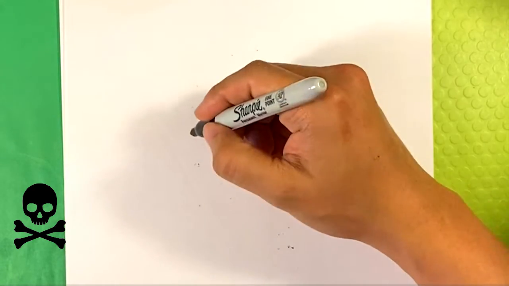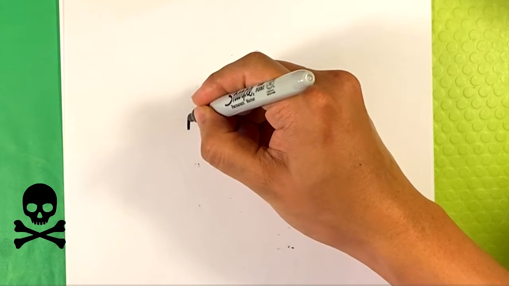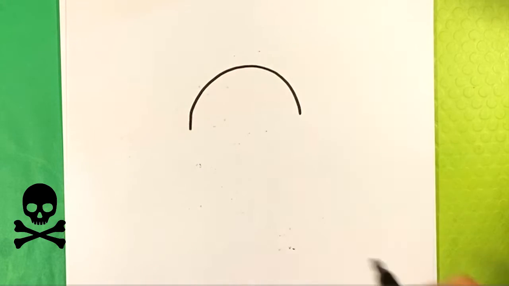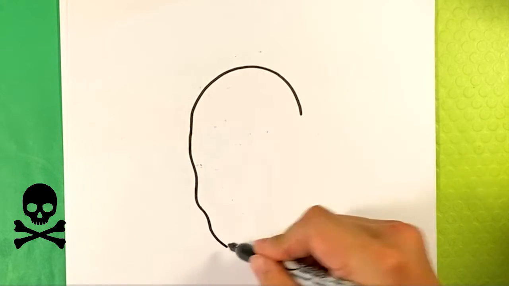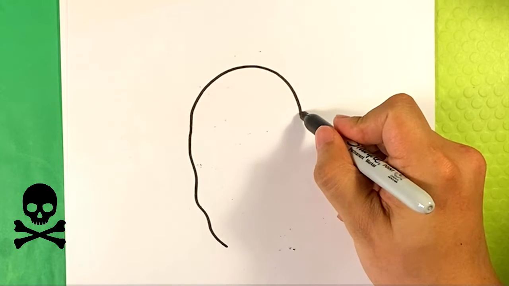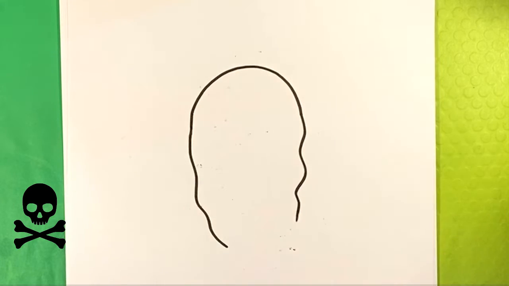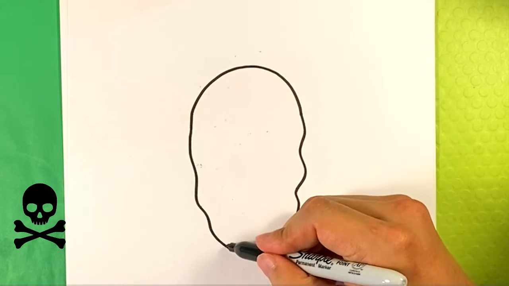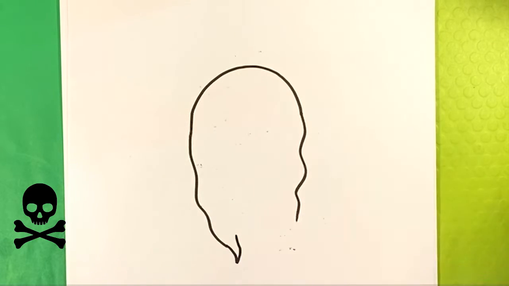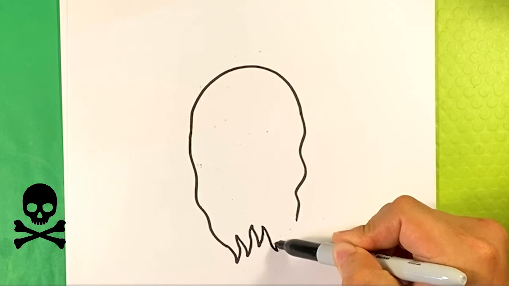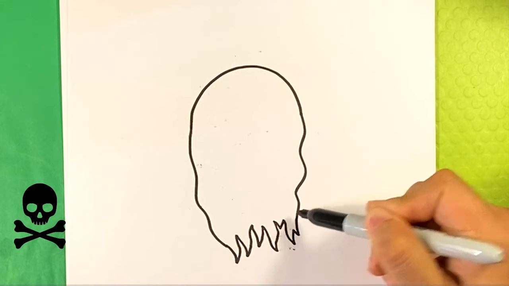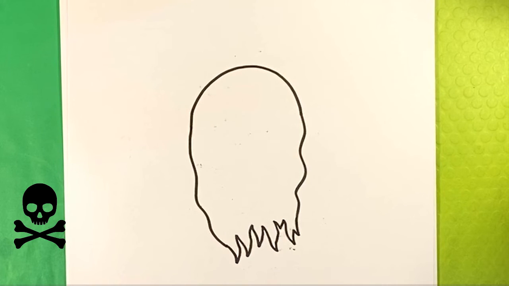So let's get started. I'm going to draw a curvature for the top of the head of the ghost. I'm going to pull a kind of wiggly-ish line down. Same thing over here on this side, kind of wiggle it down. Then at the bottom I'm gonna pull up a kind of tendril or something, just kind of zigzagging, making these slightly different sizes for the bottom of the ghost.